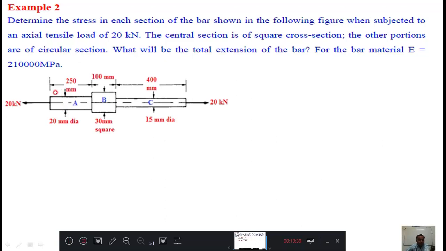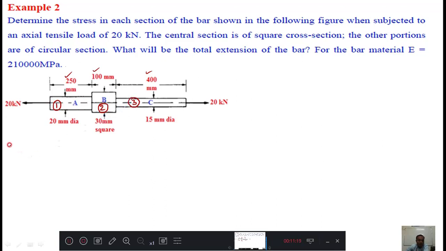Here something you need to observe: always we should have area and Young's modulus for all the materials, and length. The lengths are given, yes, this length is given, this length is given. This area is not given, this area is not given, this area is not given. But here some dimensions are given. 20 mm diameter means this is circular, this 15 mm diameter means this is circular, this is a square of 30 mm square, it is said. Then I will consider this as the first diagram, this as the second diagram, this as the third diagram.